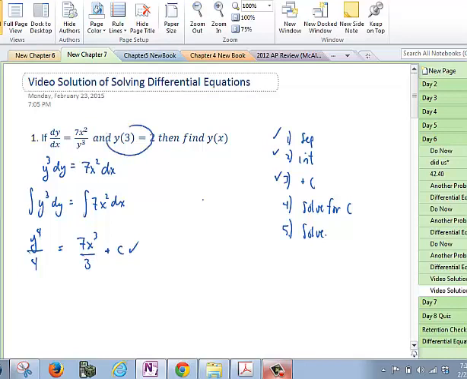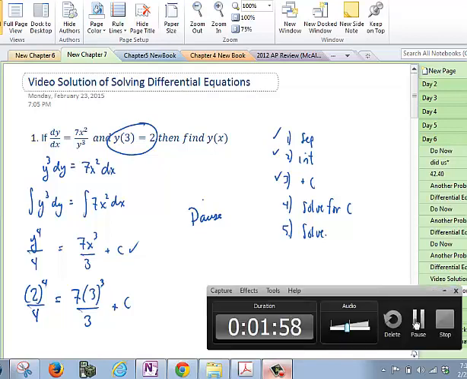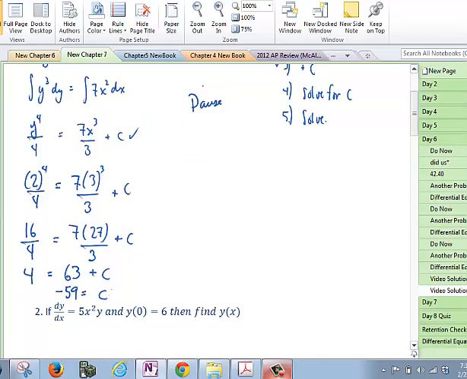Now we're going to solve for the initial condition. So when x equals 3, y equals 2. So we'll put in 2 to the 4th over 4 equals 7 times 3 to the 3rd over 3 plus the constant. I'm going to pause it again. Why don't you pause the video right now and finish solving for the constant. So hopefully you found the constant to be negative 59.